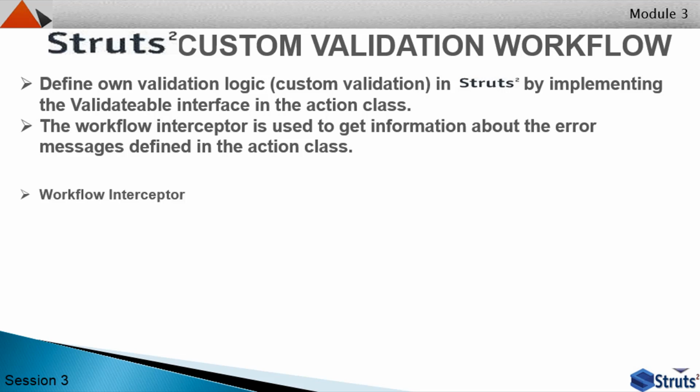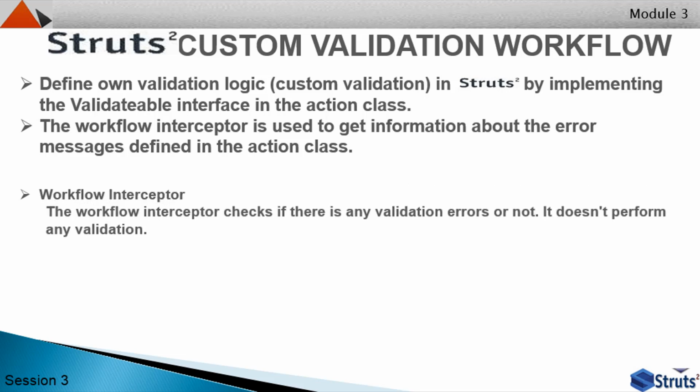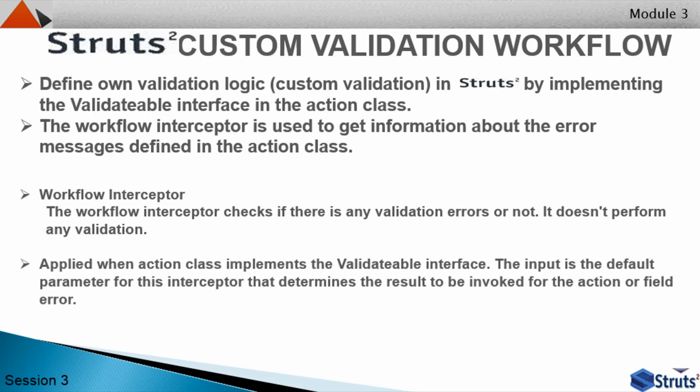Workflow interceptor. The workflow interceptor checks if there are any validation errors or not. It doesn't perform any validation. It is applied when the action class implements the Validatable interface. The input is the default parameter for this interceptor that determines the result to be invoked for the action or field error. It is found in the default stack, so we don't need to define it explicitly.